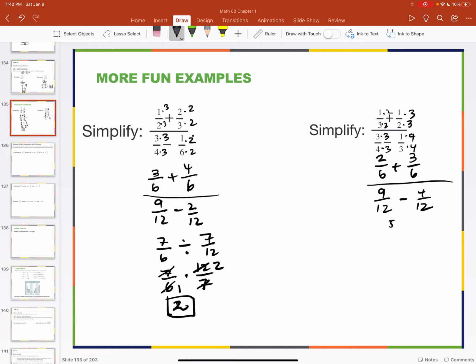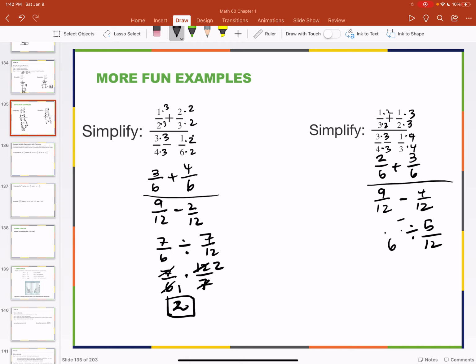So on the top, you get 5/6. And then the big bar is divide by, and then 5/12, okay? So then flip. Sorry, I don't know why I wrote that. It is 5/6. Sorry. 9 minus 4 is 5. 5/12. 5/6 from the top. Let me just erase this because I don't like this.